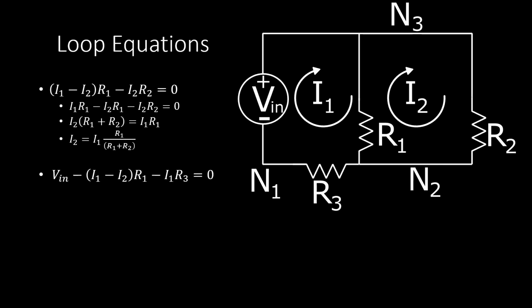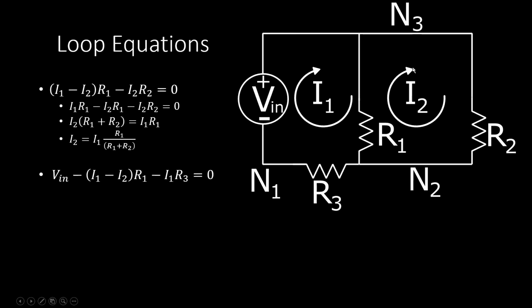So now we can do the same analysis for loop 1. So if we start here at node 1, we have a voltage increase as we go across the power supply. So we can see that as V in here. And then we come around and we cross resistor 1. So we have a voltage drop which is equal to I1 times R1, which we can see in this term.